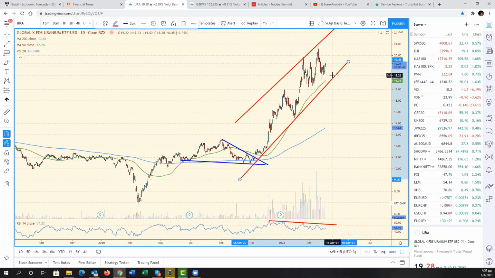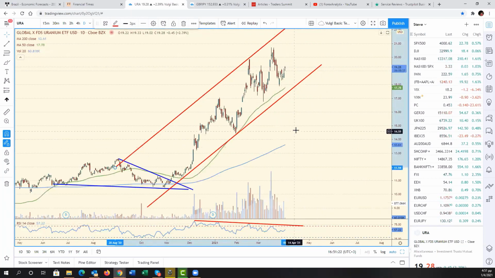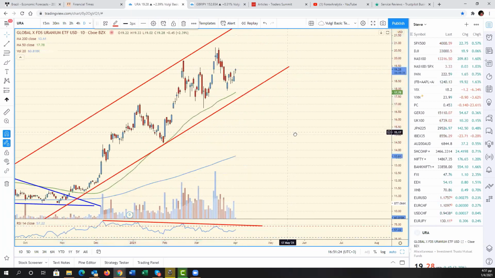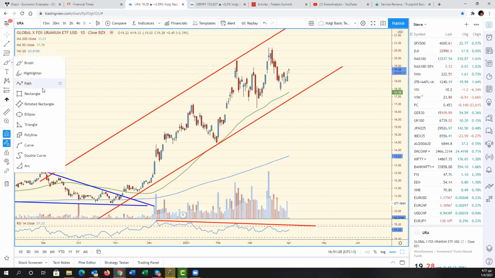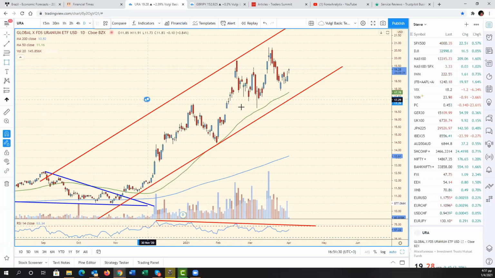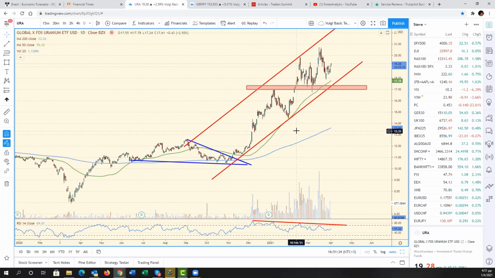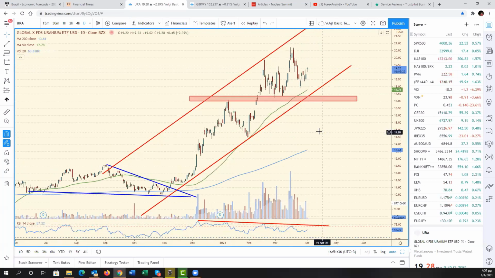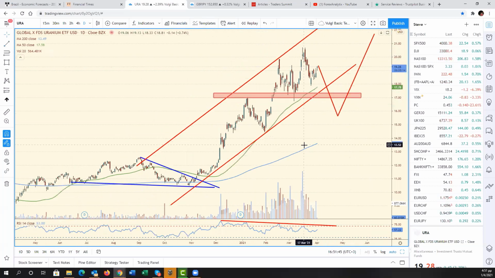Let's fix this channel. I do think that this move is very significant from a technical perspective. So I wouldn't be buying it in the short term, but I do think that any proper pullbacks should find buyers. Yeah, I would assume that we're going to get something like this.